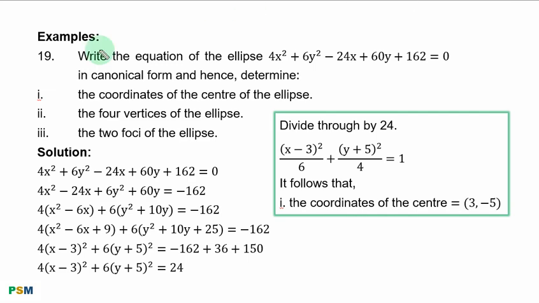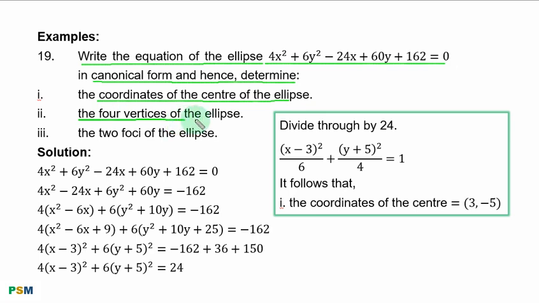Example number 19. Write the equation of the ellipse 4x squared plus 6y squared minus 24x plus 60y plus 162 equal to 0 in standard form or canonical form, and hence determine: Roman figure 1, the coordinates of the center of the ellipse. Roman figure 2, the 4 vertices of the ellipse. Roman figure 3, the 2 foci of the ellipse. Solution: you have the given ellipse.